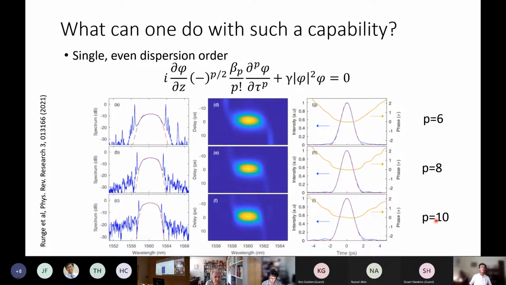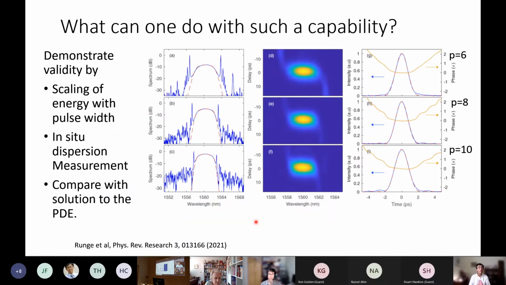To my eye, these pulses look very, very similar. On the left-hand side, you see the spectrum, on the right-hand side, the temporal profile, and in the center, you can see the spectrogram. If that doesn't mean anything to you, don't worry. Nonetheless, we have given them a very careful analysis, including the scaling of the energy with the pulse width. We have done in situ dispersion management measurements compared with the numerics, and we have ascertained beyond doubt that these are 6th, 8th, and 10th order dispersion solitons.